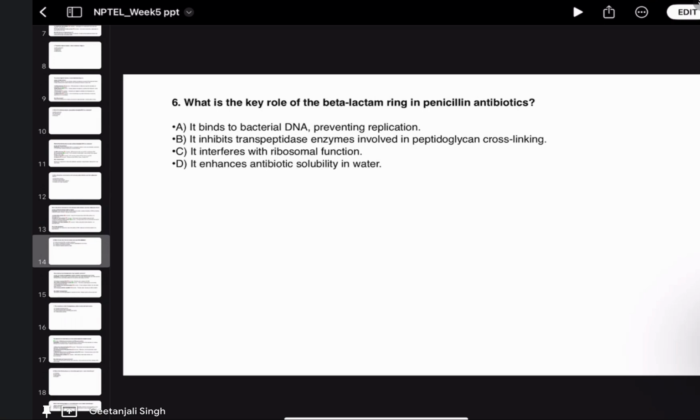What is the key role of the beta lactam ring in penicillin antibiotics? A. It binds to bacterial DNA, preventing replication. B. It inhibits transpeptidase enzymes involved in peptidoglycan cross linking. C. It interferes with ribosomal function. D. It enhances antibiotic solubility in water.